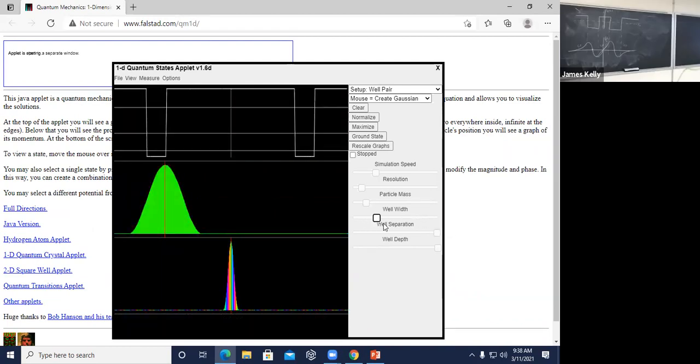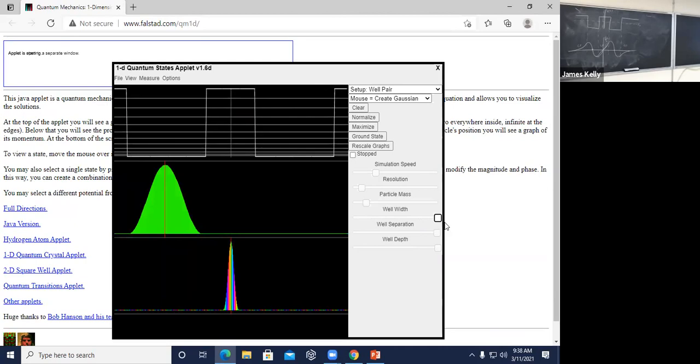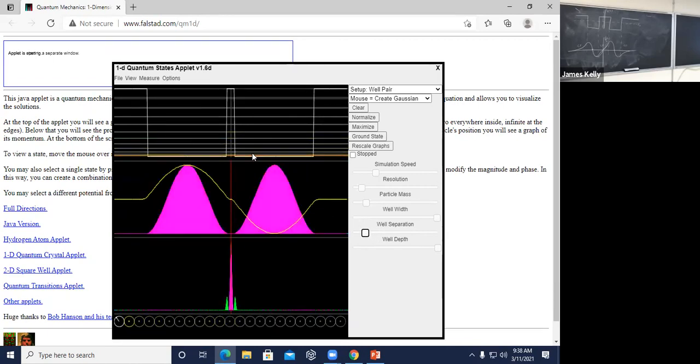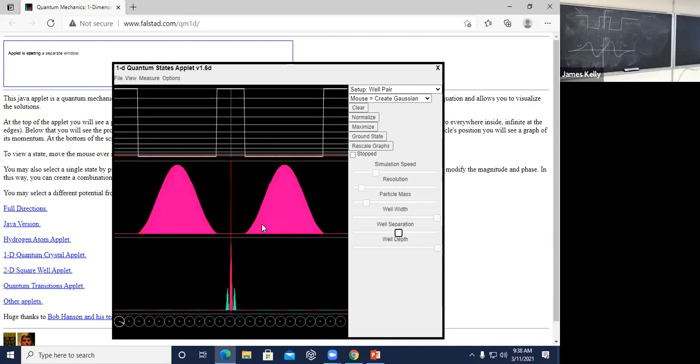Let's go back to the case we had before where the well separation is smaller. There we're seeing our symmetry and anti-symmetry with respect to the center, right? We're seeing symmetry and anti-symmetry. Now, what is going on when I increase the well separation?